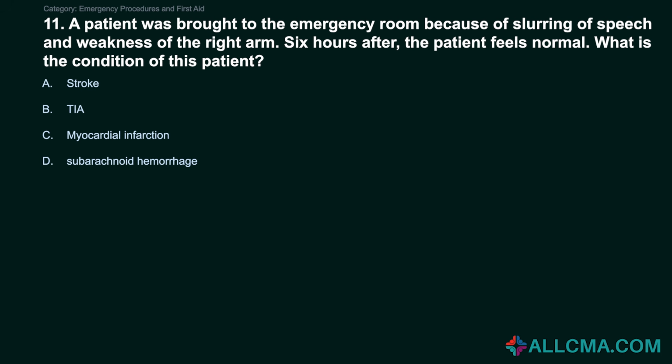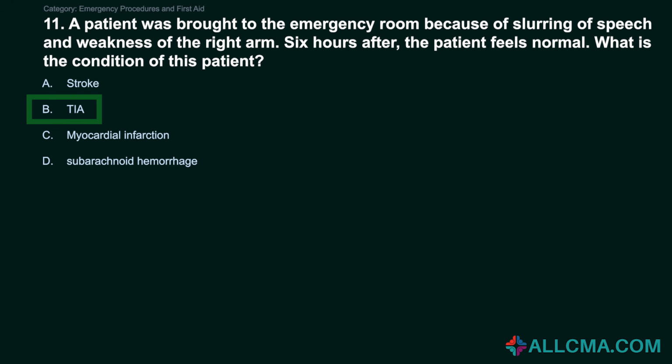11. A patient was brought to the emergency room because of slurring of speech and weakness of the right arm. 6 hours after, the patient feels normal. What is the condition of this patient? A. Stroke. B. TIA. C. Myocardial infarction. D. Subarachnoid hemorrhage.